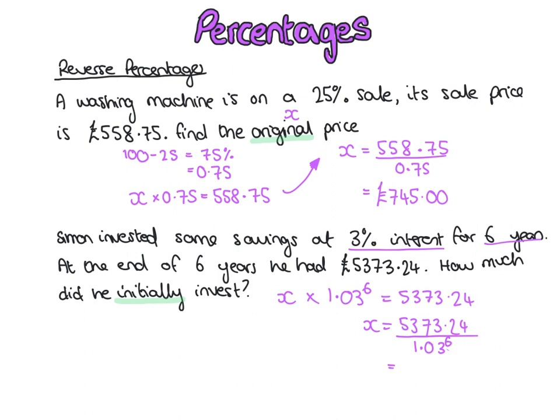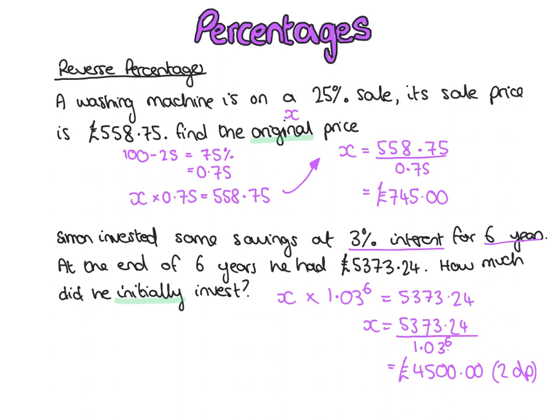So 5373.24 divided by 1.03 to the power 6 gives us 4,500.00 to 2 decimal places. Remember, a key point to note: on the previous one where we did round it, there are decimal places after that, so we should say to 2 decimal places. On this one, it's exactly that, so we don't need to say to 2 decimal places because it's not rounded.